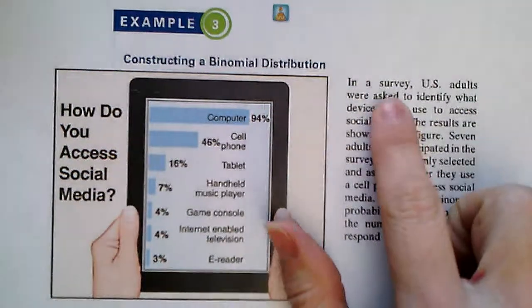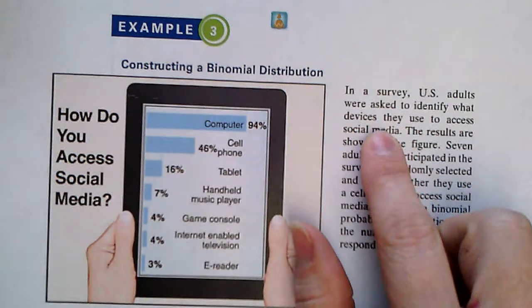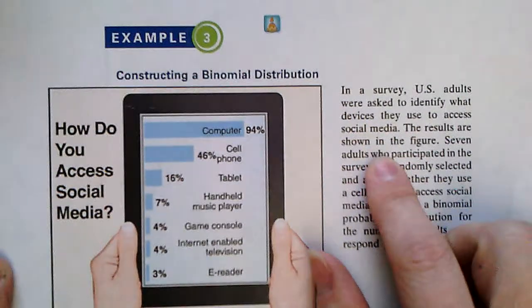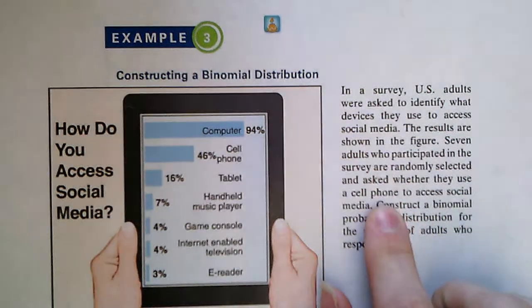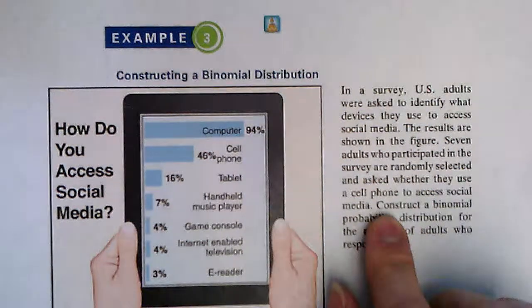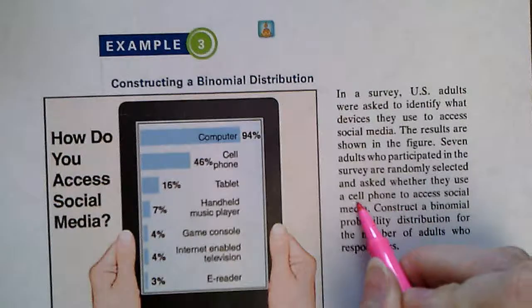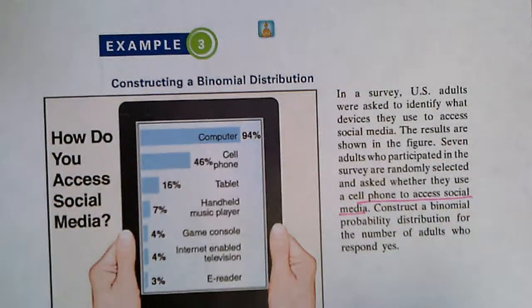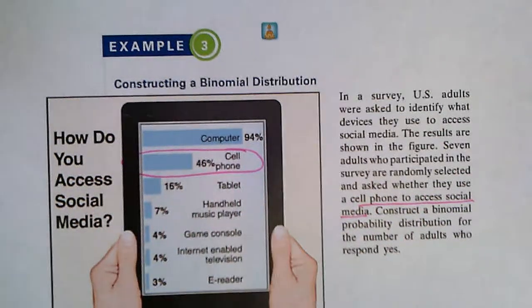So in a survey, U.S. adults were asked to identify what devices they use to access social media. The results are shown in the figure. 7 adults who participated in the survey are randomly selected and asked whether they use a cell phone to access social media. Construct a binomial probability distribution for the number of adults who say yes. So we are just talking about using our cell phone to access social media, and that would be here on cell phone.